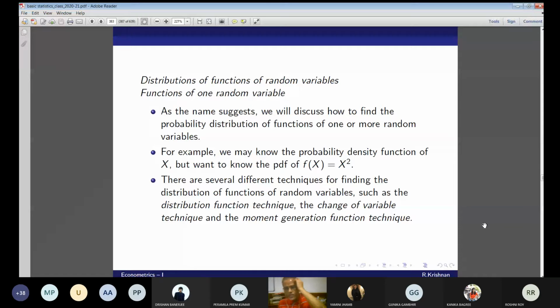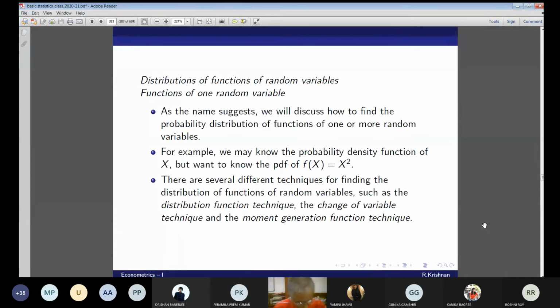As the name suggests, we will discuss how to find the probability distribution of functions of one or more random variables. For example, we know the probability density function of X, but we want to know the PDF of Y equal to X squared. There are several techniques for finding the distribution of functions of random variables, such as the distribution function technique, the change of variable technique, and the moment generating function technique.